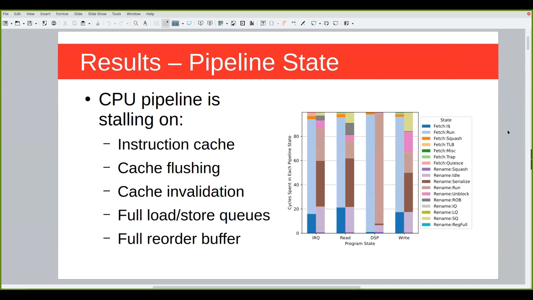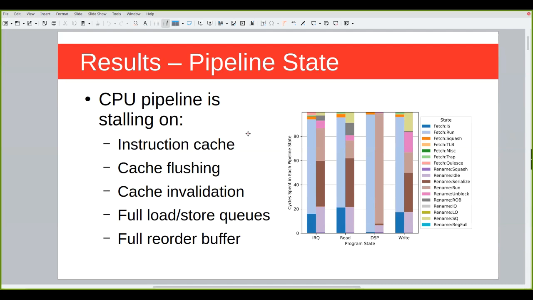The CPU pipeline state was also measured in each stage. This was to investigate the reasons behind why the CPU wasn't acting very efficiently. It is seen that the CPU is stalling on the instruction cache in the fetch stage. This occurs during the system calls which are needed to manage the interrupts, and when the CPU is woken up, the cache will be stale.